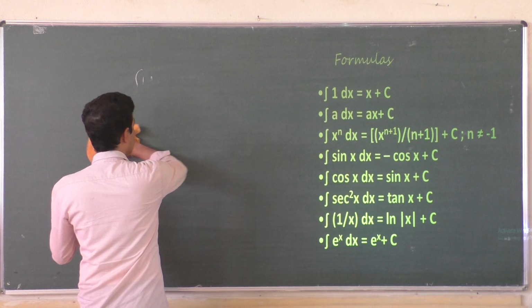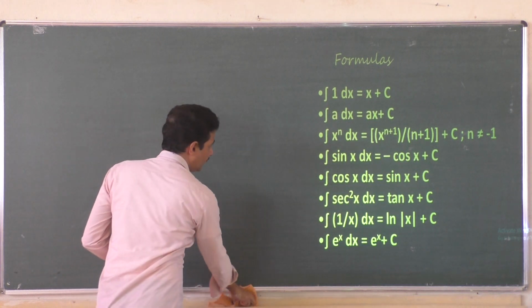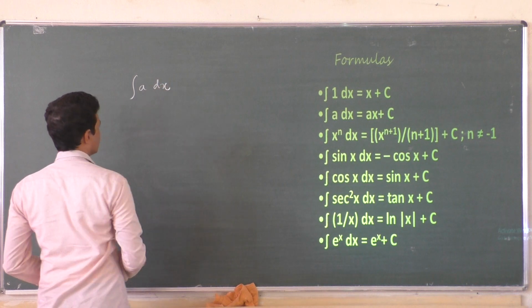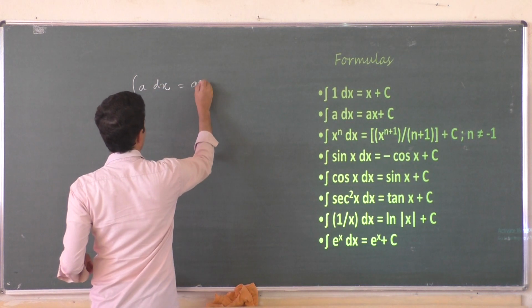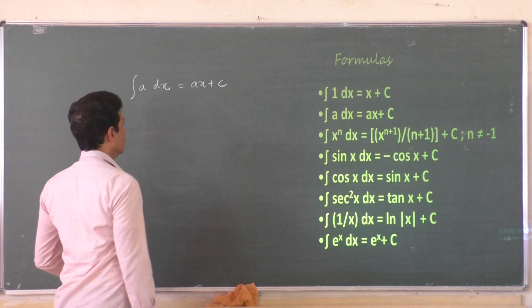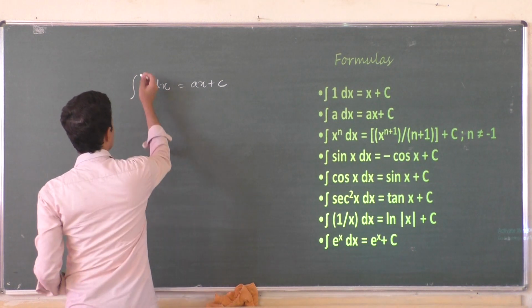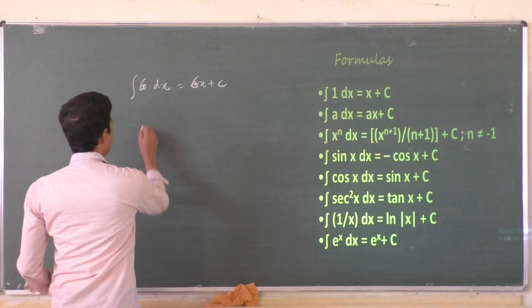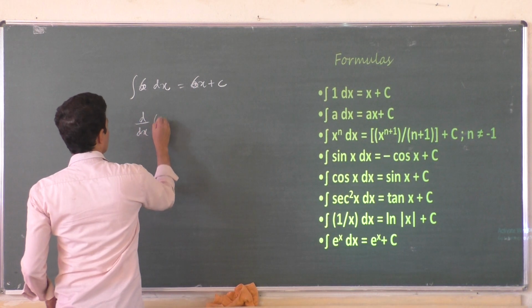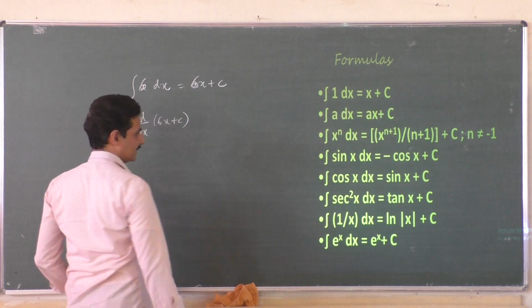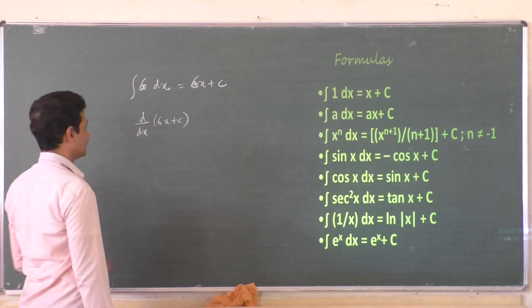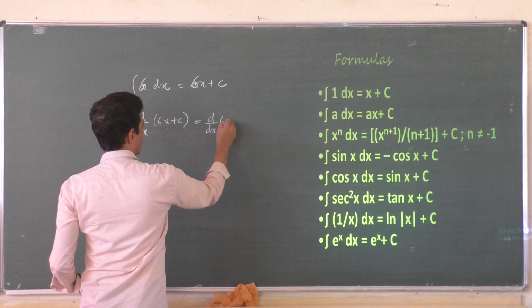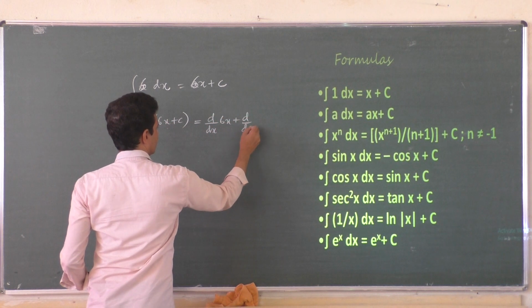Integration of a constant a dx. Integration of a constant into dx, that must be equal to ax plus c. Why? Let's differentiate. Say this is integration of 6. It is 6x plus c. Because d by dx of 6x plus c is equal to d by dx of 6x plus d by dx of constant.